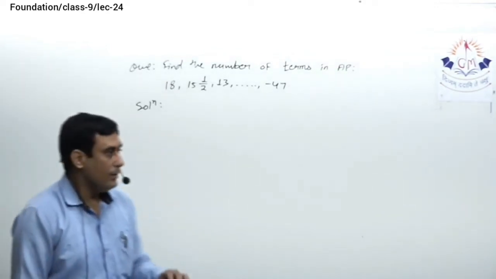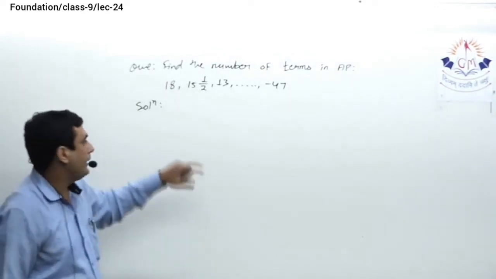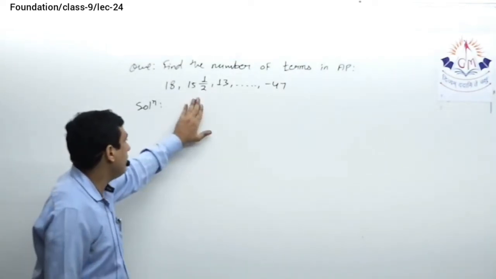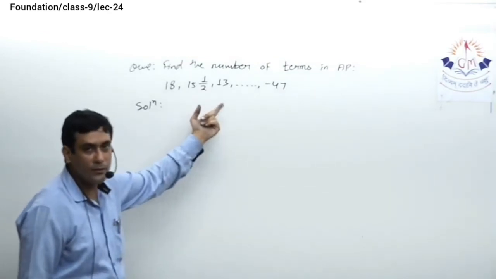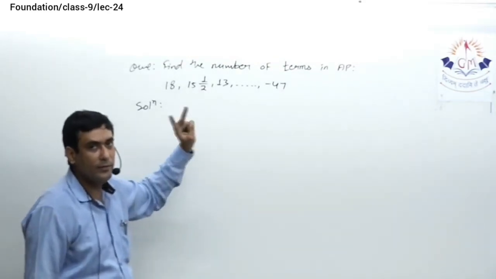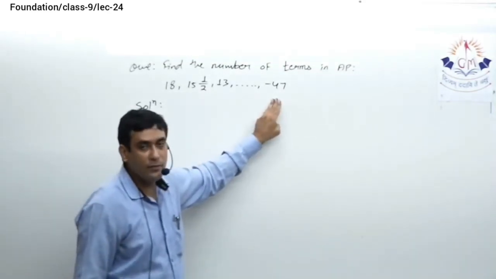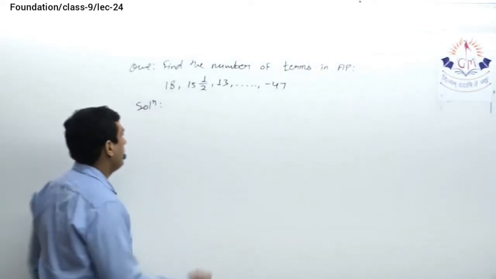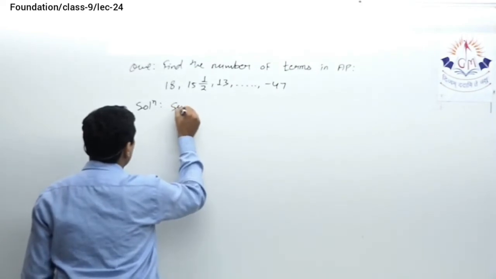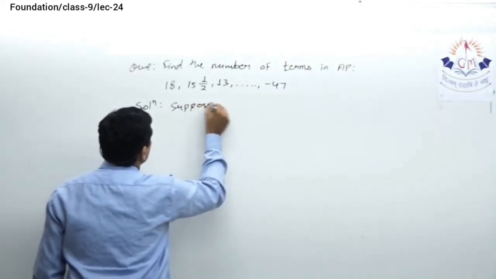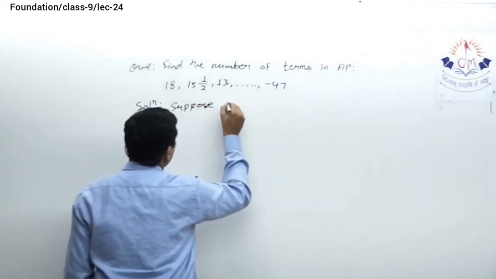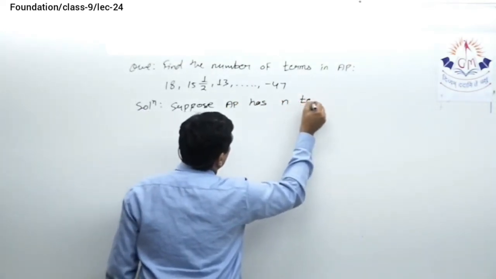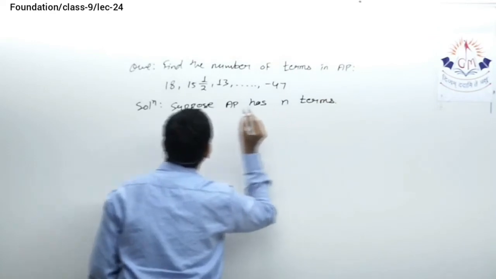So what you have to find is N. Almost similar questions we are doing here. A is given, D is given. Directly it is not given, but if the first two terms are given, we can find D. So A is given, D is given, and minus 47 is the last term. So we have to find N. We'll start. Suppose the AP has N terms.